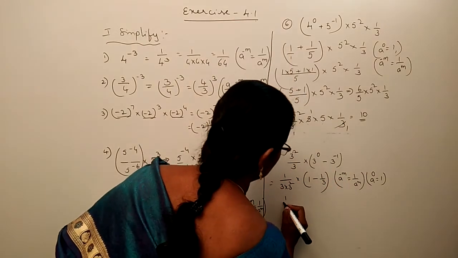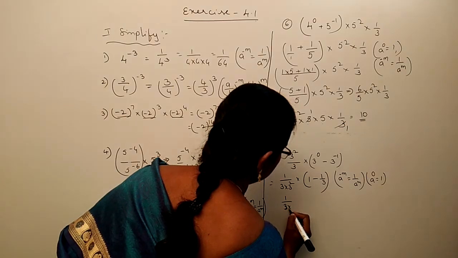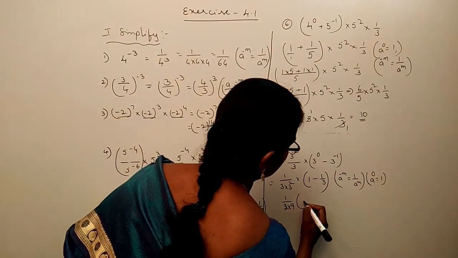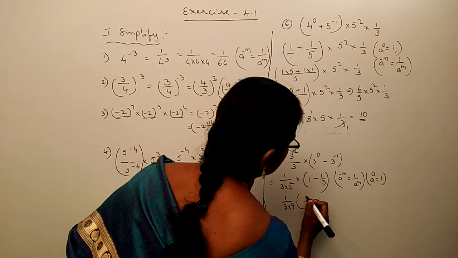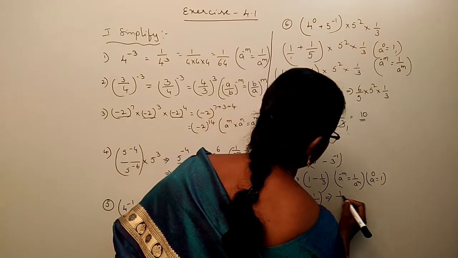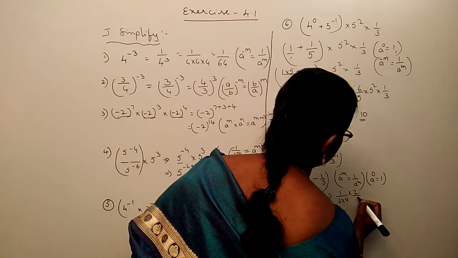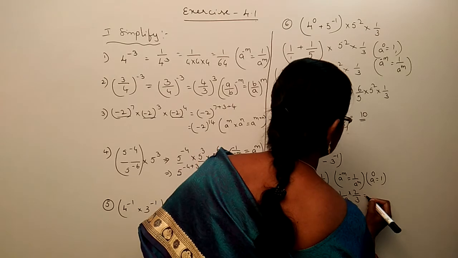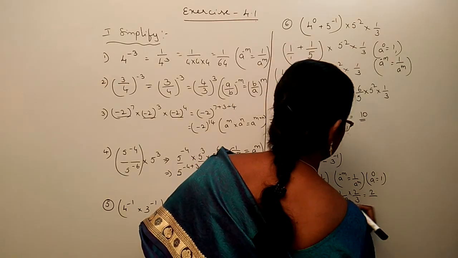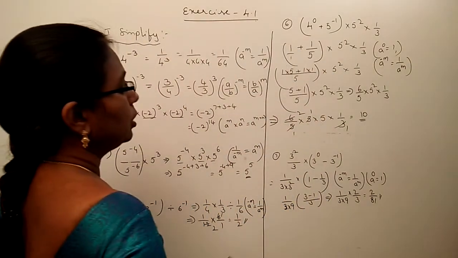Now, 1 by 3 into 9 into LCM 3. 3 1s are 3 minus 1. Now 1 by 3 into 9 into 2 by 3. Now is equal to 2 1s are 2, 9 9s are 81. 2 by 81.